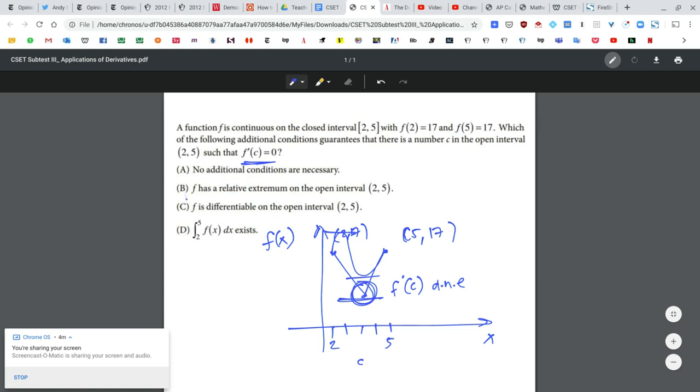So the correct answer is actually C. f of x must be differentiable in the open interval 2, 5. If you actually think about it, this is the mean value theorem, called the MVT. According to the mean value theorem, the conditions are that f of x is continuous in the closed interval 2, 5 and differentiable in the open interval 2, 5. So this was basically testing the concept of the mean value theorem.